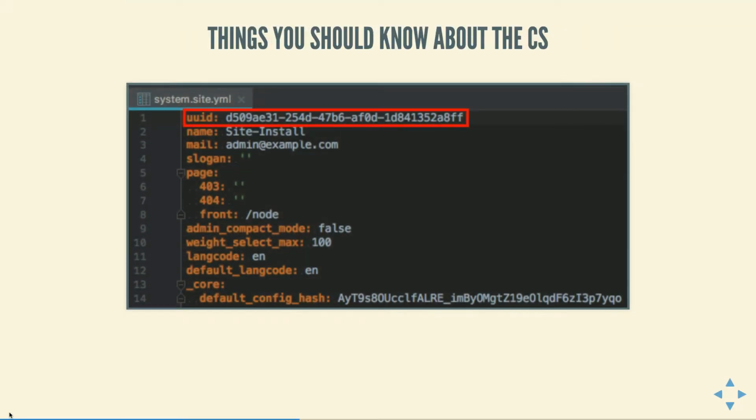If you want to know where that UUID lives, it's right here in the system.site.yaml file, or in the system.site row of your config table in your database. It's pretty easy to export it and import it with Drush too. Yeah, you can change it. I'll talk about that a little bit later.